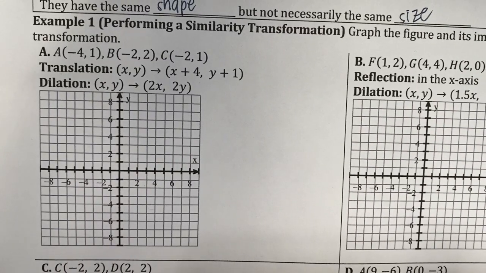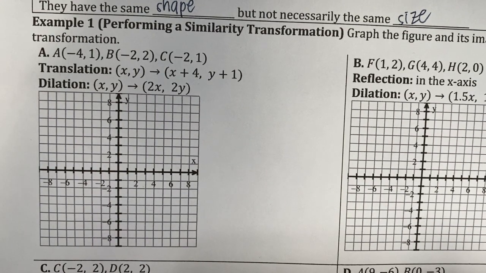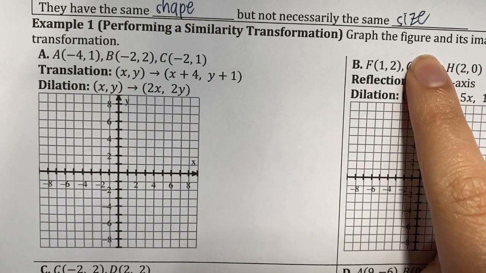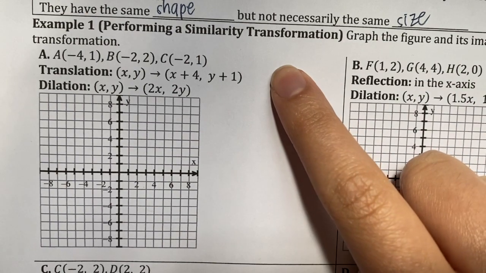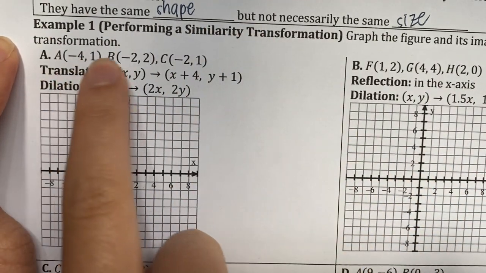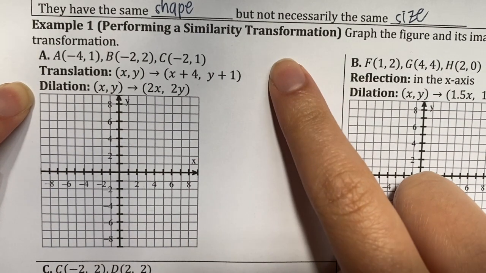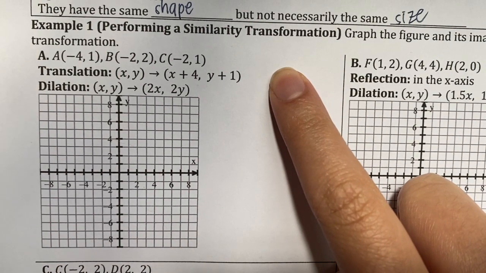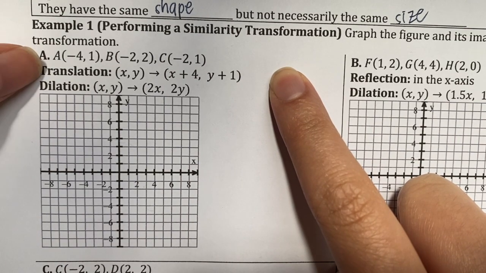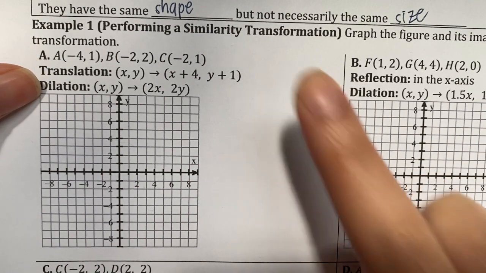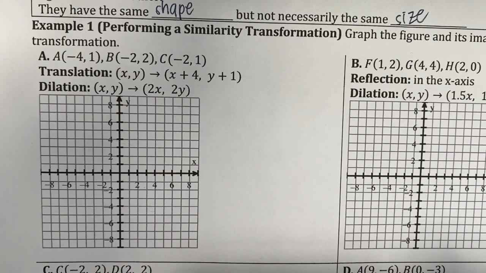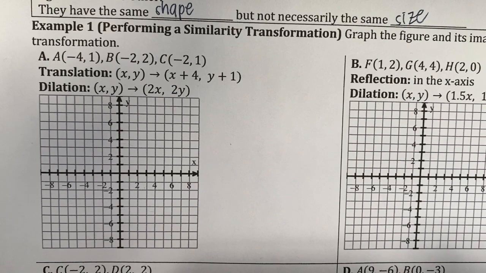For example 1, we're going to be performing a similarity transformation. We're going to graph the figure and its image after the similarity transformation. So for these problems, you're going to be given some points, and then you're going to be given some transformations. The order in which you do the transformations is the order in which it appears. So we'll first be doing a translation and a dilation. Now, if you don't recall the different types of transformations, don't worry, I'll post a resource for you to remember, but I'm pretty sure that once we get started doing these, it'll come back to you.